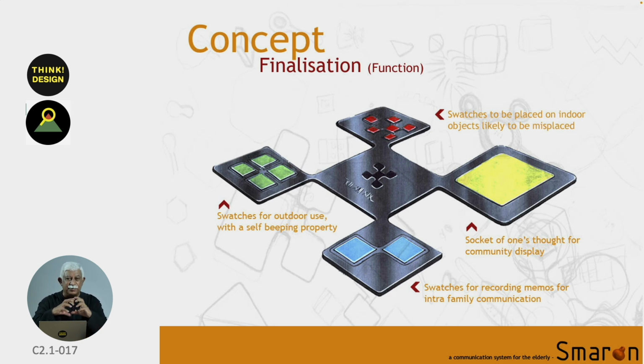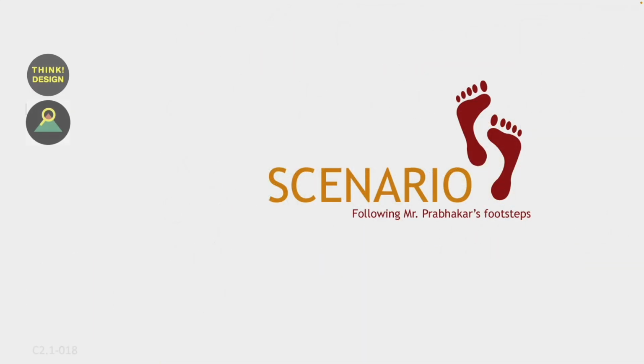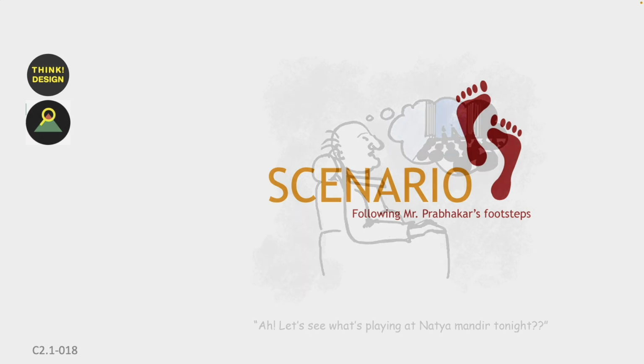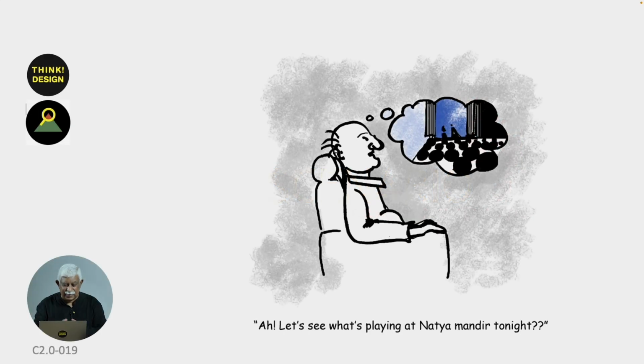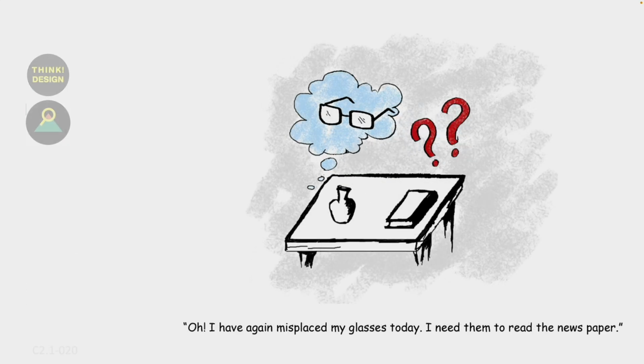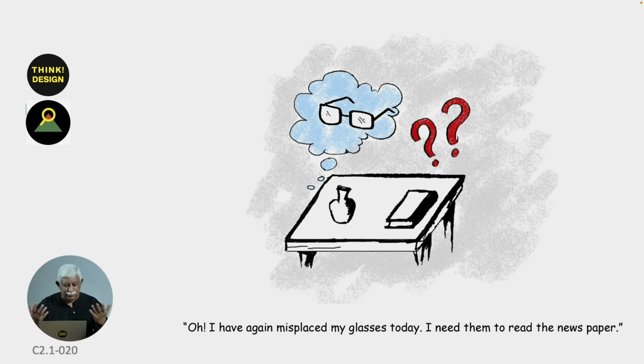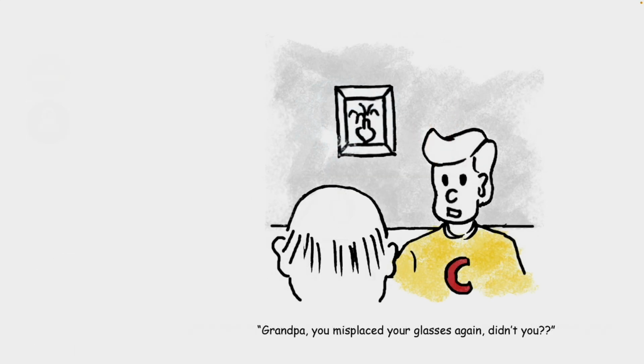To explain this, they created a scenario. It's a long scenario, but it actually makes it clear how this solution becomes useful. So let's start with the scenario. We are looking at Prabhakar. Prabhakar is sitting inside his house, wondering what's playing at the Natya Mandir in the evening. He has misplaced his glasses. He needs them to read the newspaper.